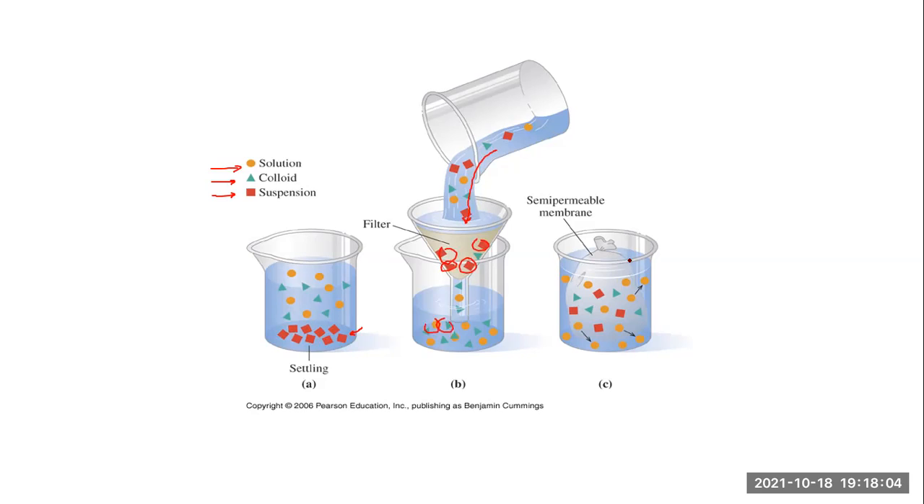And if we take it to a membrane here, we can see that the solutions are small enough to pass through this membrane, again trapping both the larger particles like colloids and also suspensions. So a suspension is something you can really see with your naked eye. It definitely gets trapped everywhere. A colloid doesn't get trapped on filter paper, but does get trapped in a semipermeable membrane, and it's more of a homogeneous type of situation.